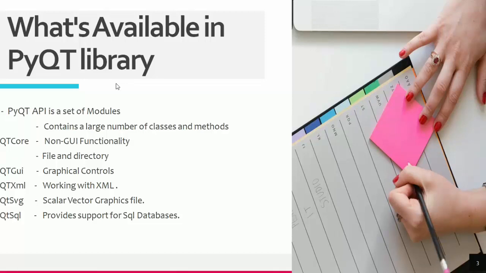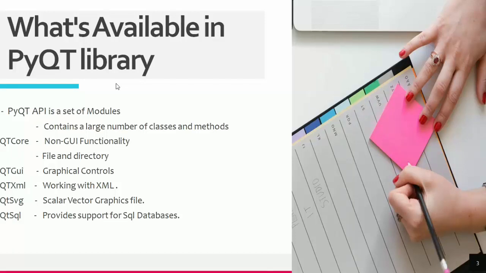Then we have Qt GUI, which will be used for the graphical controls of the application that we are going to create. So we have seen Qt Core and Qt GUI. Now the other one is Qt XML. As you know, XML is an extensible markup language which is used in applications. So by using Qt XML, we'll be working with XML files. Next, we have Qt SVG. Suppose you want to use scalable vector graphics in your application, you'll be using Qt SVG to work on it.